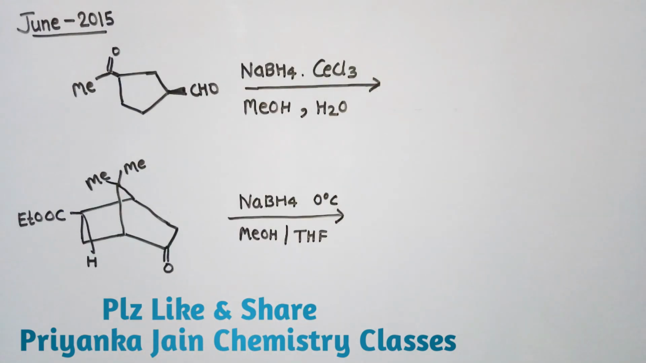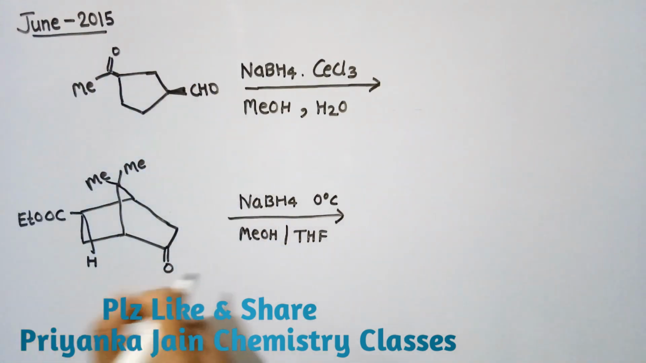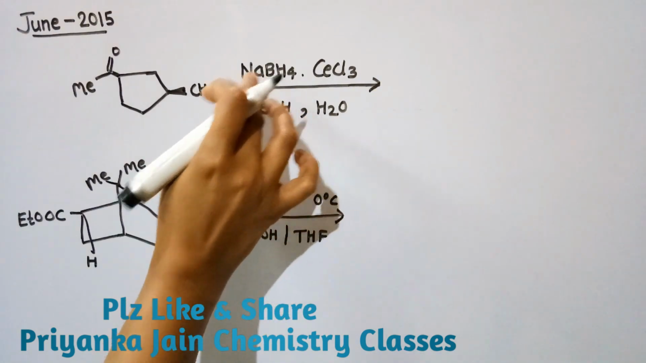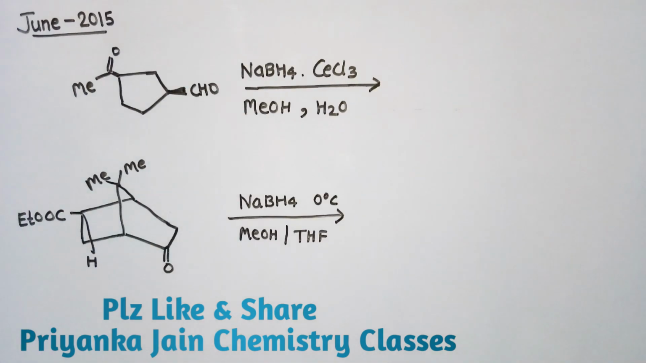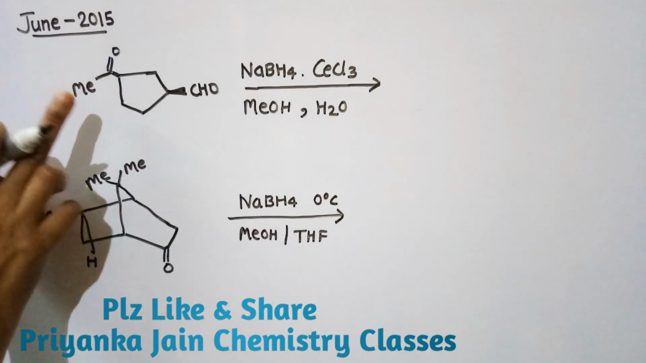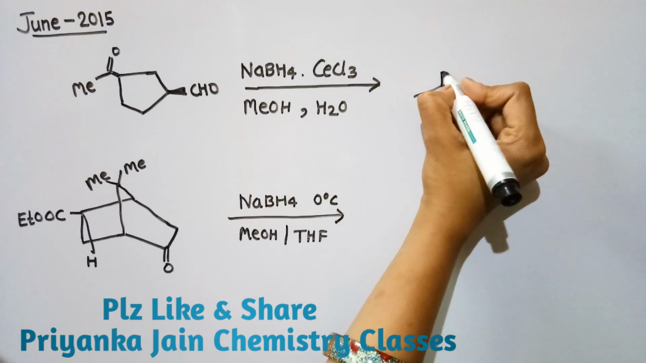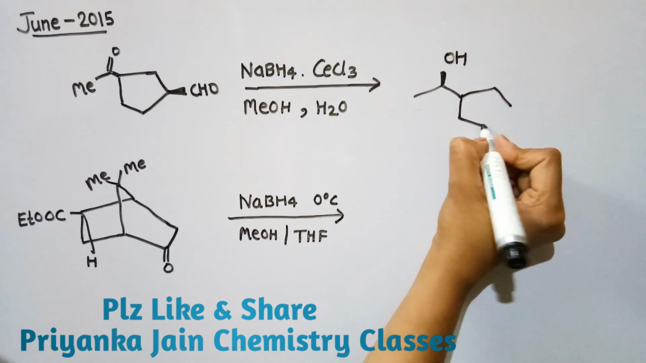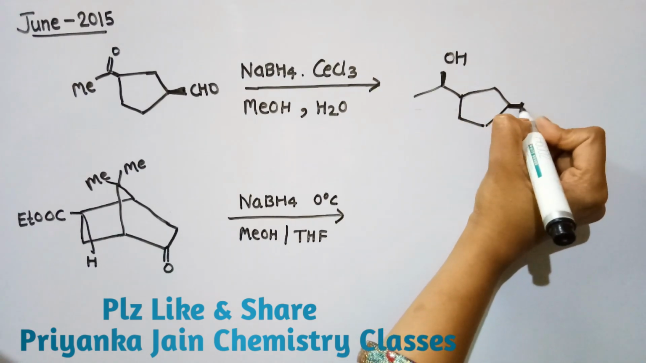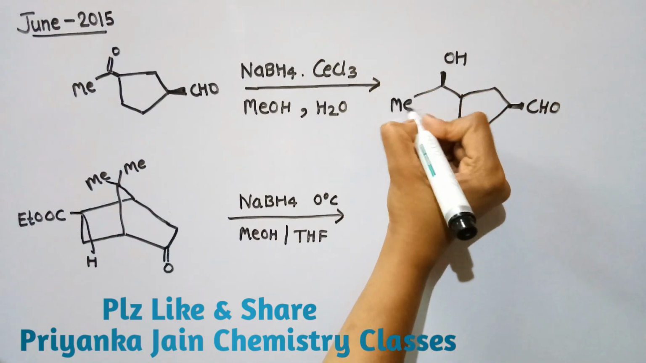Now see these two examples from the June 2015 question paper. In this example, you can see this is one aldehyde group and this is a keto group. Now in the presence of NaBH4, this reagent will attack here, and the hydride ion will attack from the back side. So we are getting the front side OH group here, and this aldehyde group will remain as it is. So this will be our product.